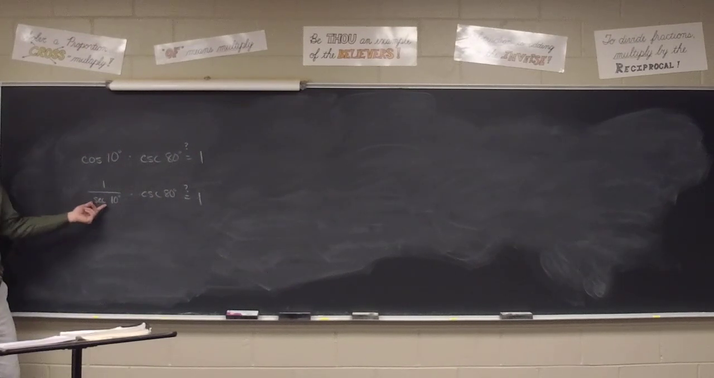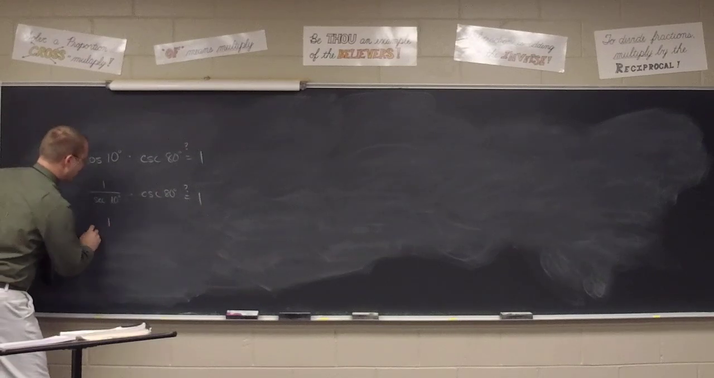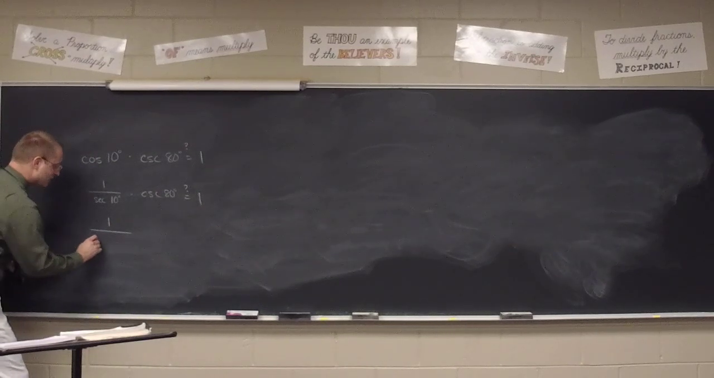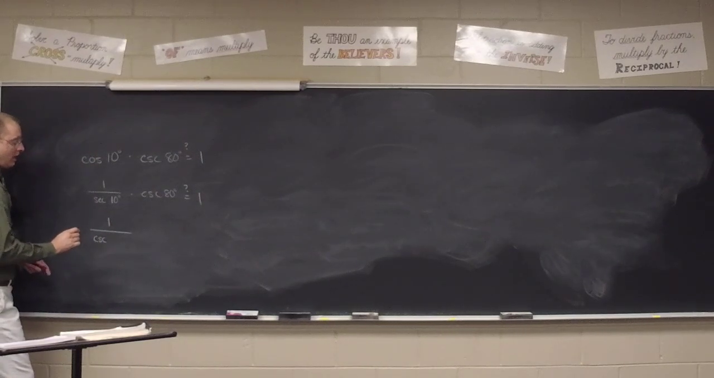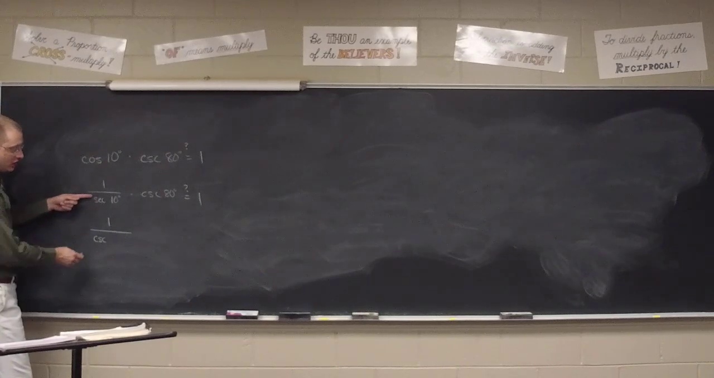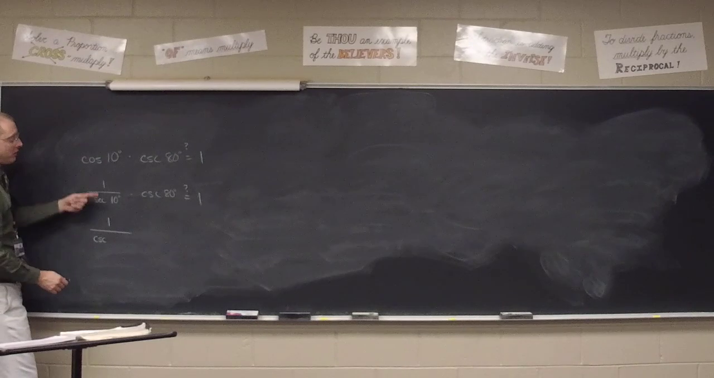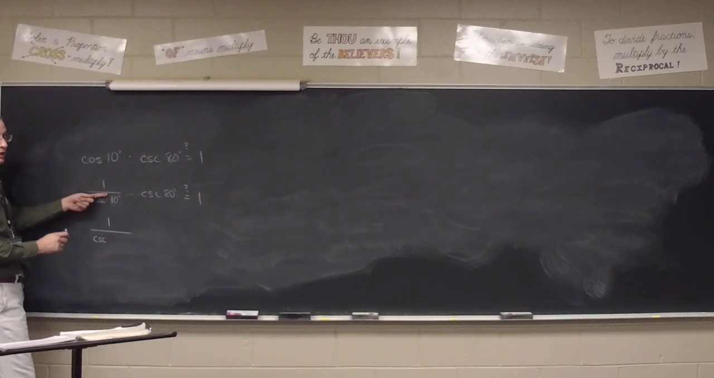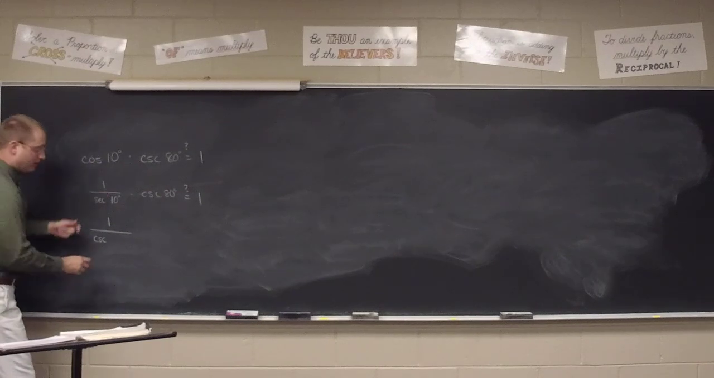Can secant turn into cosecant, class? Yes, it can. How are secant and cosecant related? They are cofunctions. So that means I can now rewrite secant as cosecant. But if you rewrite the function as the cofunction, the complementary function, you also must rewrite the angle, class, as the complementary angle. What is the complementary angle of 10? 80.